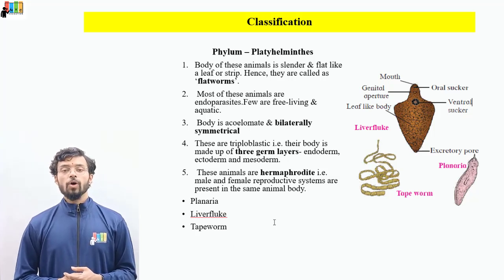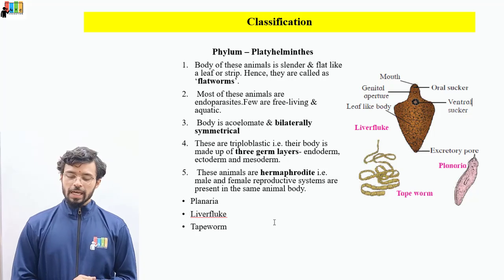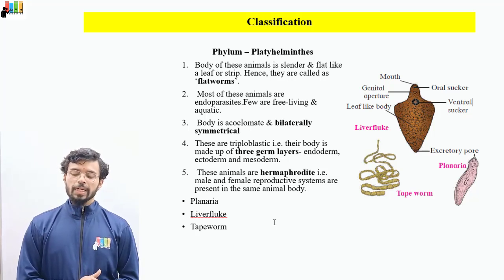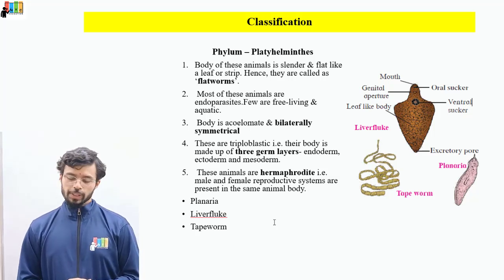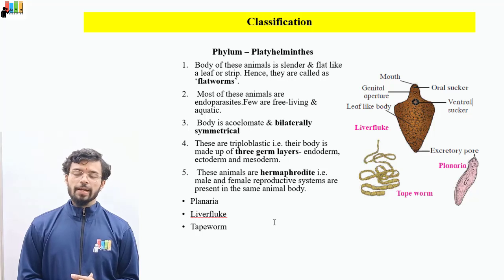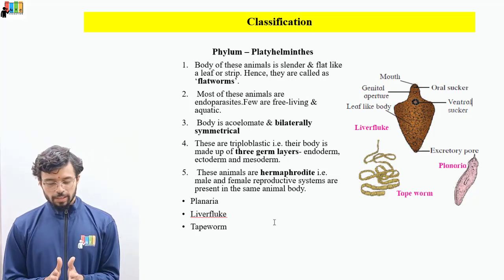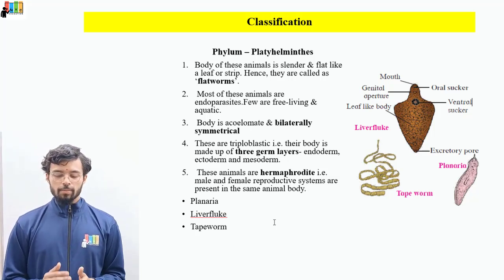Next, coming to the class of platyhelminths or flatworms. As the name suggests, they are leaf-like or strip-like, hence the name flatworms. They are usually endoparasites, and some of them, like planaria, are free-living aquatic forms as well. Their body is bilaterally symmetrical, as you can see in the figure. And they have three germ layers, that is endoderm, ectoderm, mesoderm, and they are hermaphrodites.